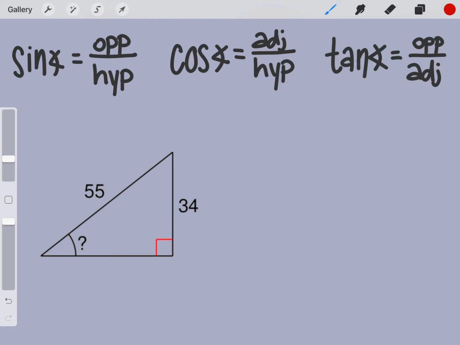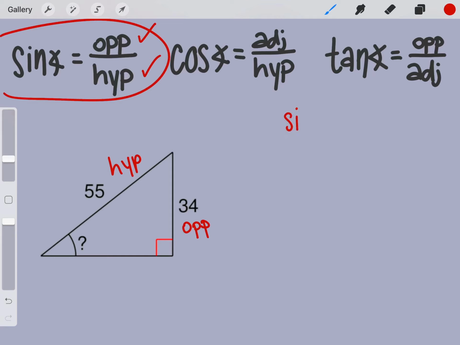All right, so 34 is opposite the angle. This is our opposite side. 55 is opposite the right angle, making it the hypotenuse. The equation we should have been using is our sine function because that's what uses the opposite side and the hypotenuse. When we plug in all of the values into the equation, it becomes sine of question mark equals 34 over 55.